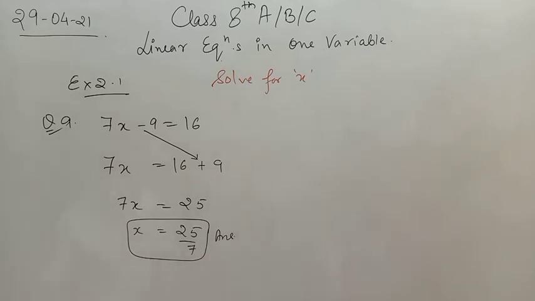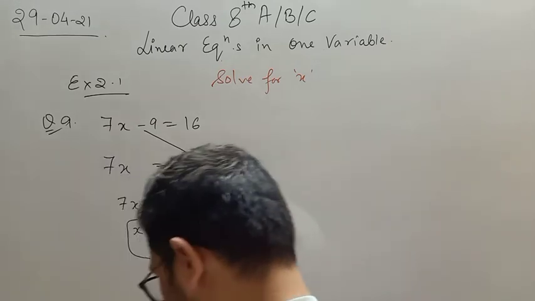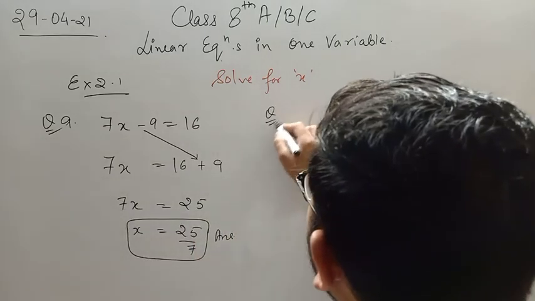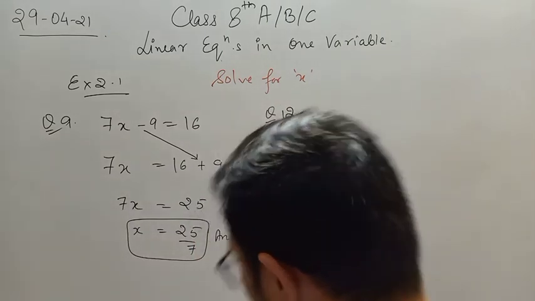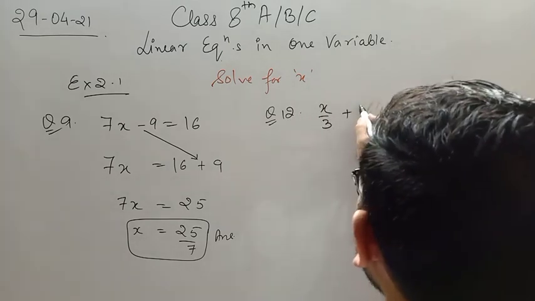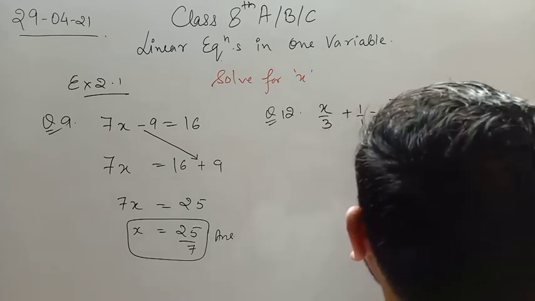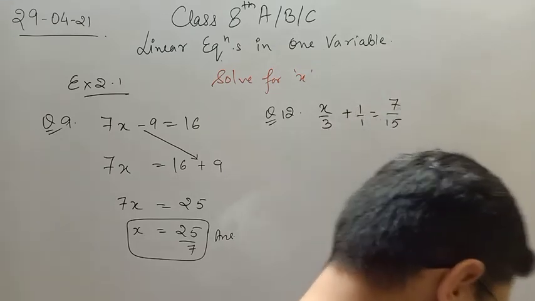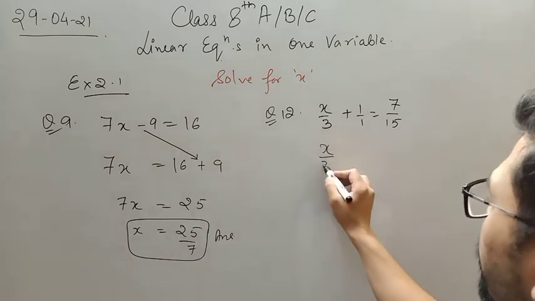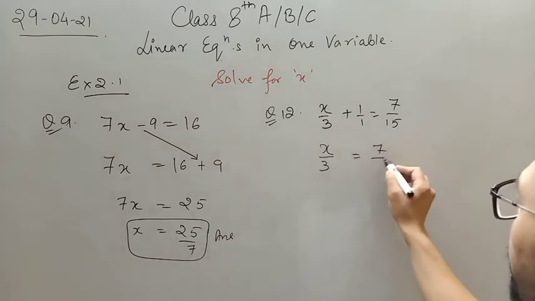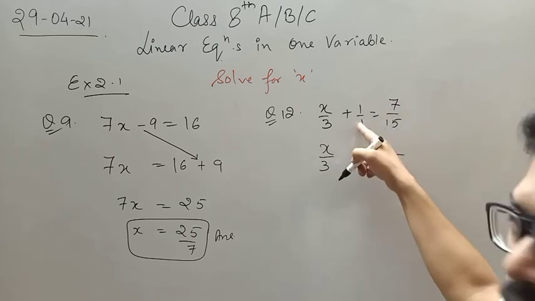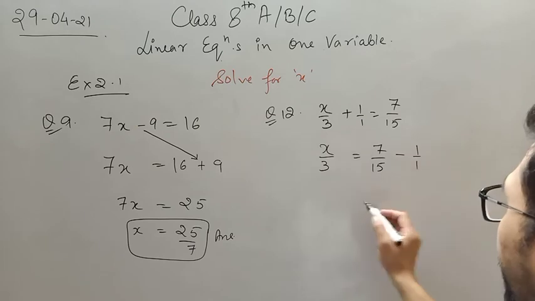Okay, I'll take another example. Question number 12 of your exercise 2.1. x by 3 plus 1 is equals to 7 by 15. So this is your question. Now how to solve this question? x upon 3 as it is, 7 upon 15 as it is in the RHS, but now I just take this 1 to the RHS.